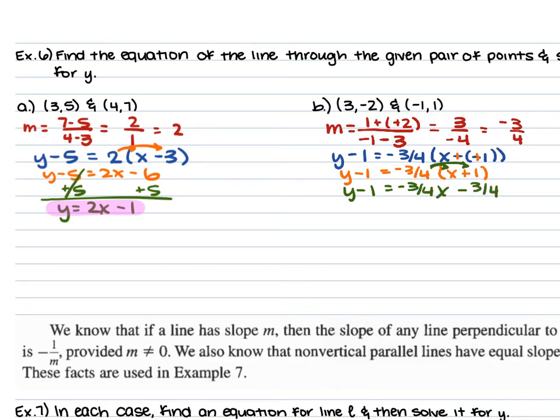From here, I'm going to move that 1 over by adding it to each side. I want to remember that in order for me to add or subtract fractions, I need like denominators. So I'm going to add 4 over 4 to that negative 3/4 since it is the same thing as 1. So I'm going to get y is equal to negative 3/4 x plus 1/4.